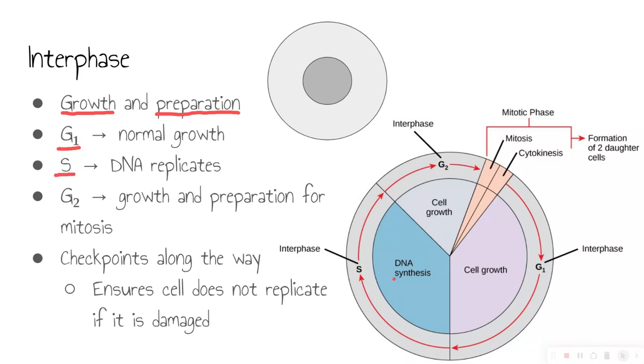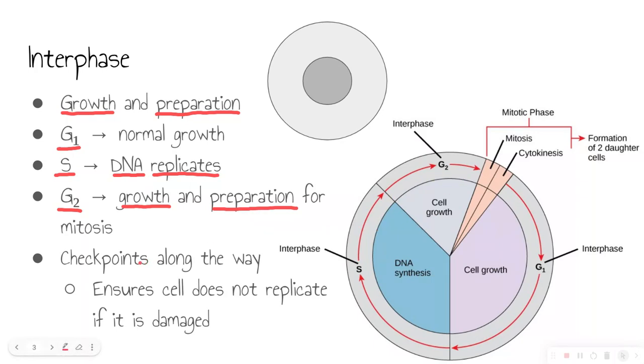And in the S phase, we're going to have DNA replication. And we're going to talk more about DNA replication in another video. So next we're going to have G2, and this phase is just growth and preparation for mitosis. So we have G1, S, and G2.